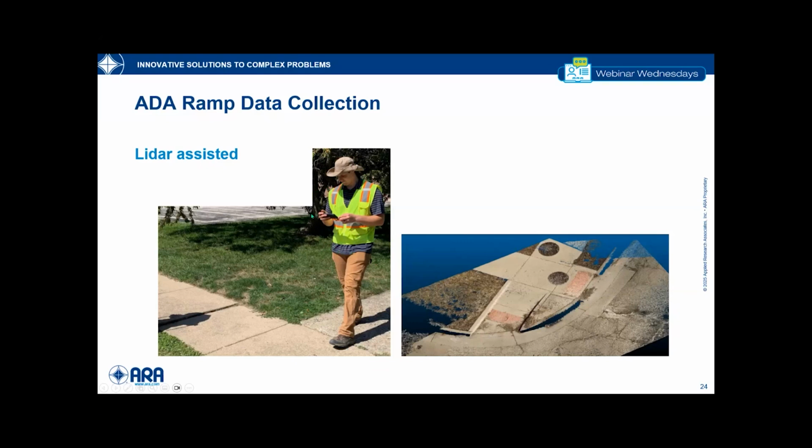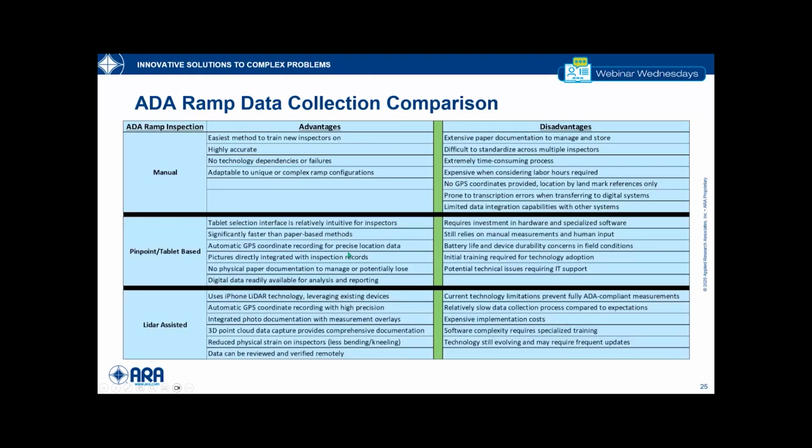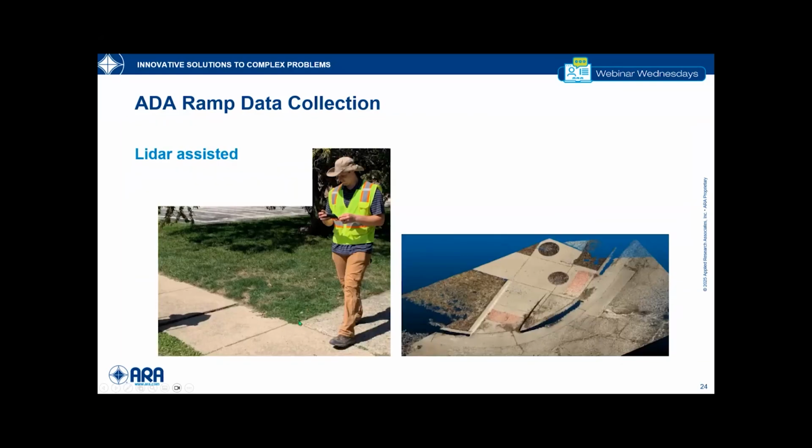But that definitely can be a fatigue issue. Now, what are the disadvantages? It's not providing full ADA compliant measurements. It's relatively slow. You actually have to walk pretty slow during the inspection to get this point cloud using the current technology in the iPhone.